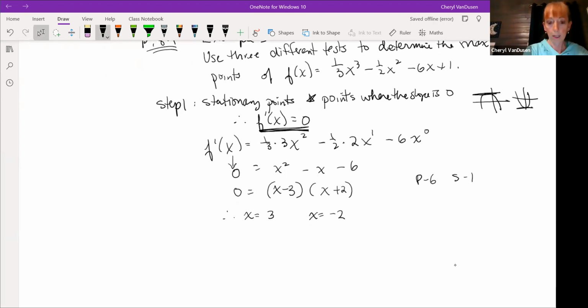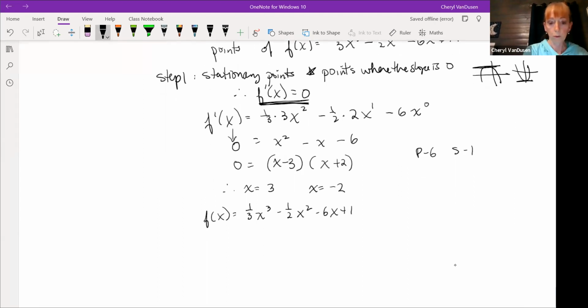Now, when we're actually asked to find stationary points, we need to find coordinates for the points, okay? So we need to take and go back, and you have to be really cautious whether you're going into f of x, the function, f prime of x, the derivative, or f double prime of x, which is the second derivative. You have to be really clear as you're going through these. So we are going to go back, and I'm just going to write down the original function here so you have it right in front of you. And we're going to substitute 3 in and find the y value for that.